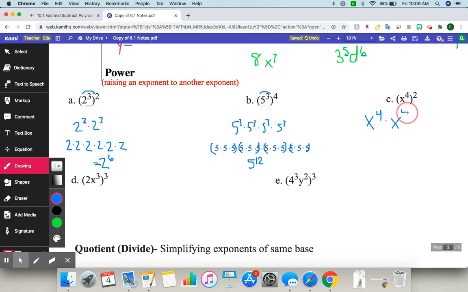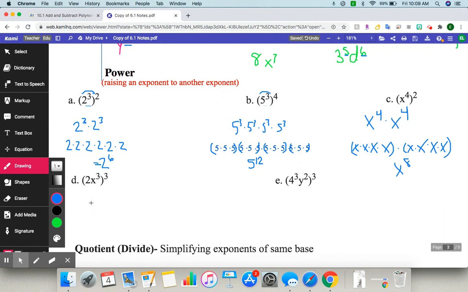In example C, I have 2 factors of x to the 4th. So I've expanded it once, and then expanding it again, I have 4 factors of x multiplied by another 4 factors of x. And that gives us a total of 8 factors of x, or x to the 8th power.